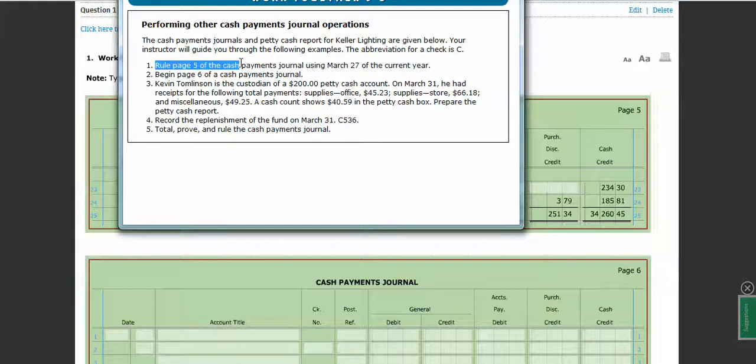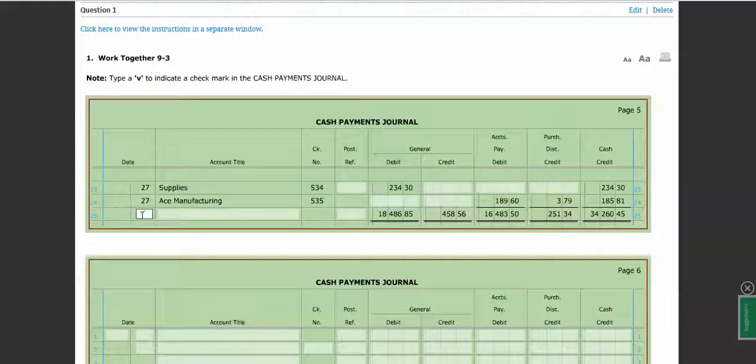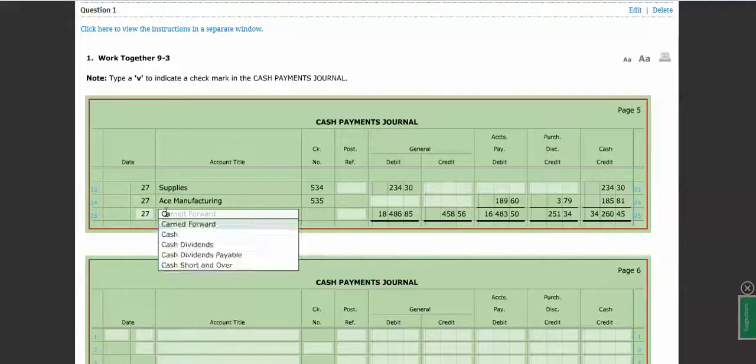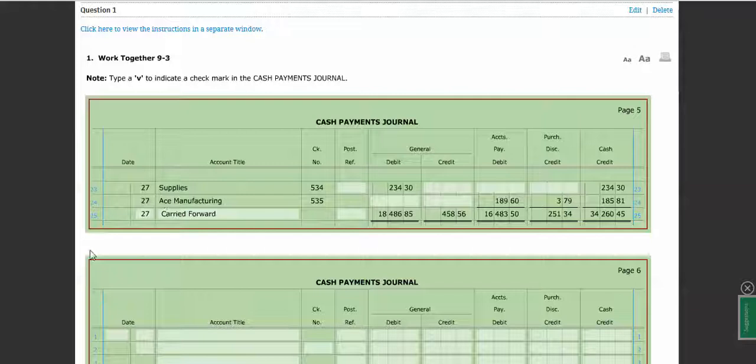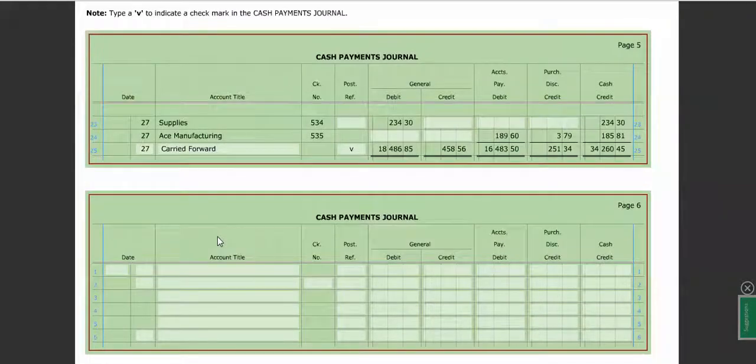As you can see on our first transaction, it says rule page 5 of the cash payments journal using March 27th of the current year. So we're going to put March 27th of the current year. In this example, since we're going to be starting a new page, which they want us to do, we are going to put carried forward. As you can see, they've already totaled the numbers. We'll put a check mark over here that basically verifies that these are not going to be posted as totals, and they've not been posted as individual amounts. They're rather totals carried on.